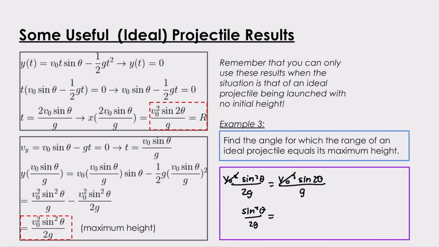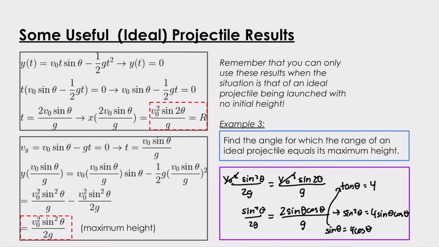And we're going to expand sine of 2 theta using the double angle identity into 2 sine theta cosine theta divided by g. So we're going to multiply both sides by 2g. And in that case, we're going to get that sine squared theta is equal to 4 sine theta cosine theta. Dividing both sides by the sine of theta, we get that sine theta is equal to 4 cosine of theta. And then if we divide both sides by cosine, we get that the tangent of theta is equal to 4. At this point, we need to use a calculator and find that theta is equal to the arctangent of 4, in which case we get that theta is approximately 75.96 degrees.